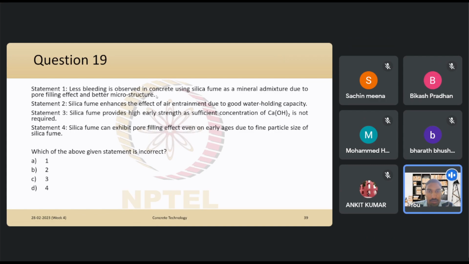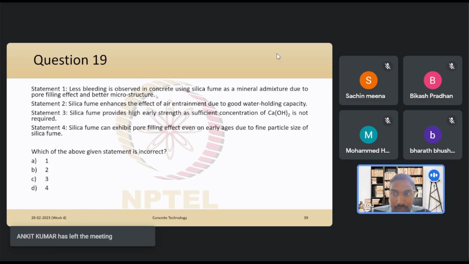So what is bleeding? It is the water from the concrete, cement, sand and aggregate mixture that oozes out after mixing and placing, right? When it sets after some time, if you observe water coming to the surface because it is the least dense of all the components in the system, that's what we call bleeding. But because of the reduced porosity with the usage of the mineral admixture, especially silica fume, we see that there will be less bleeding in the system, right? So therefore statement 1 is correct.